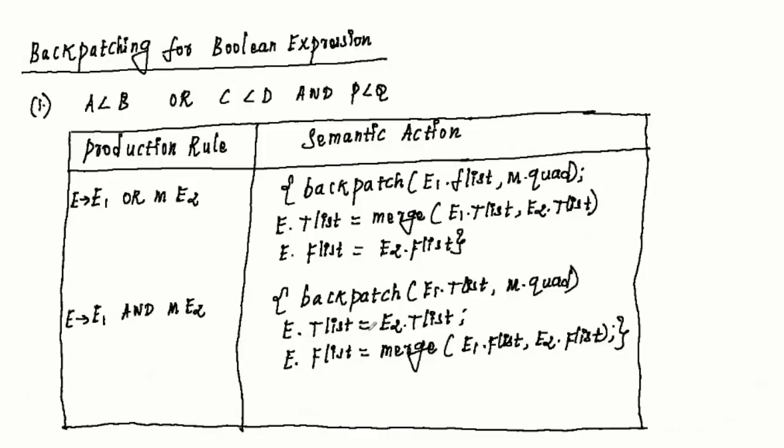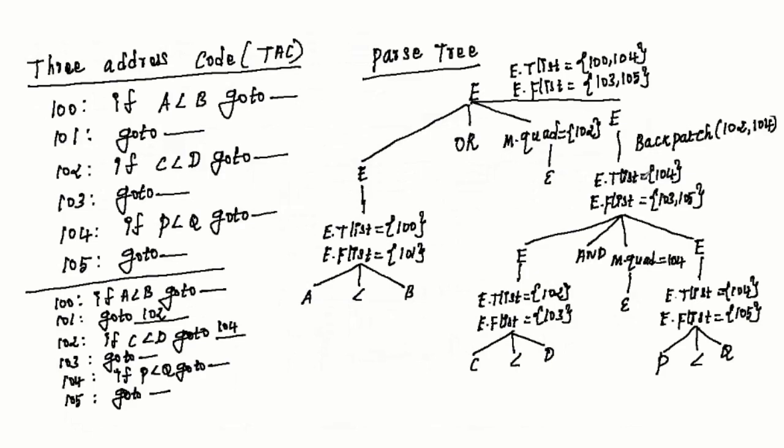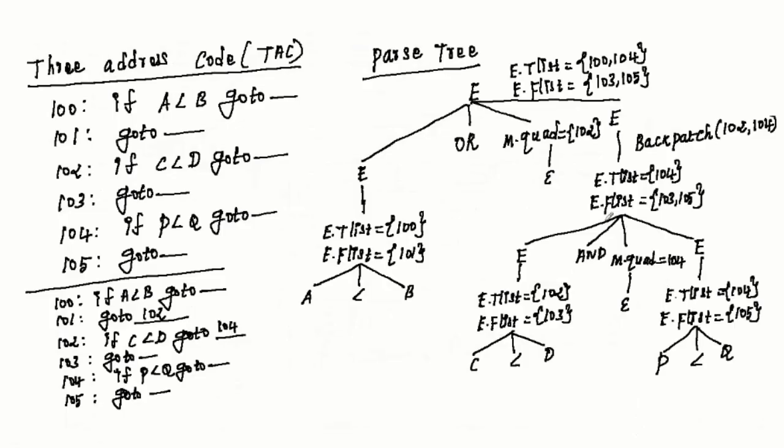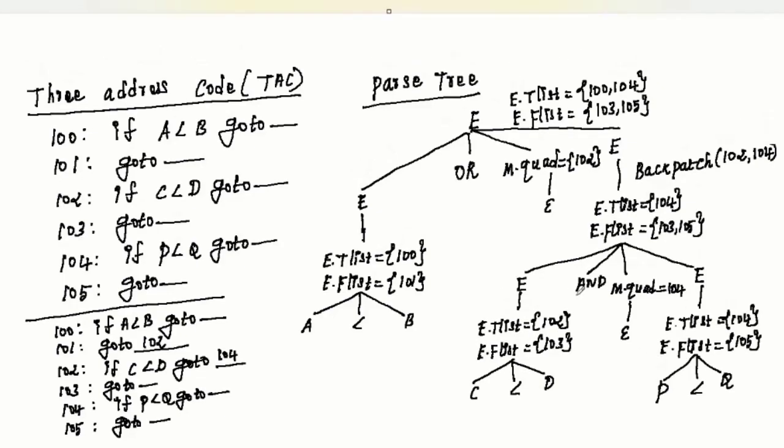Next, E dot true list equal to E2 dot true list. E2 dot true list is 104, so here you write 104. E dot false list equal to merge of E1 false list comma E2 false list. E1 false list is 103, E2 false list is 105. Merge these two false lists and you will get E dot false list equal to 103 comma 105. Here we finished the AND Boolean expression, and next is OR.